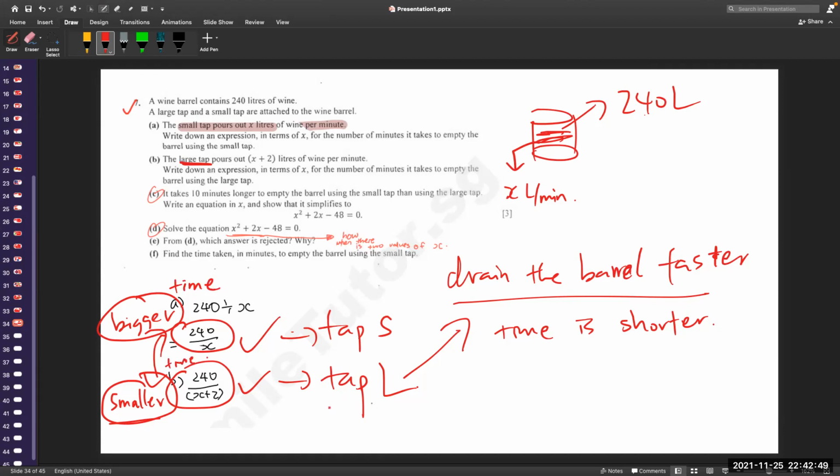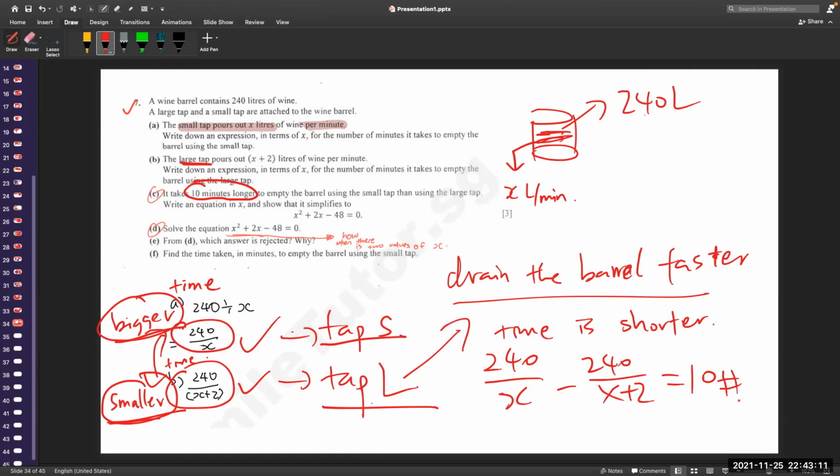Okay? Larger tap, smaller time. Smaller tap, bigger time. So in order to form the equation, 10 minutes longer, you need to take the bigger time minus the smaller time. Then you equate it to 10 minutes. Okay, so this is part C.